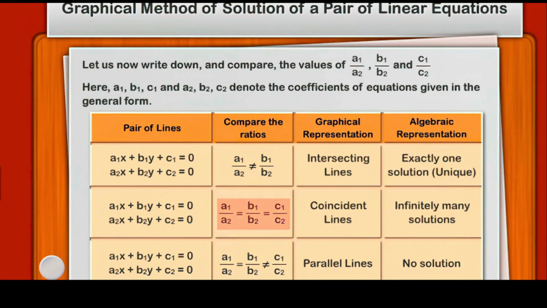When a1 upon a2 is equal to b1 upon b2 is equal to c1 upon c2, then the graphical representation of the equations is a pair of coincident lines. Such a pair of equations has infinitely many solutions. And when a1 upon a2 is equal to b1 upon b2 is not equal to c1 upon c2, then the graphical representation of the equations is a pair of parallel lines, and such a pair of equations has no solution.